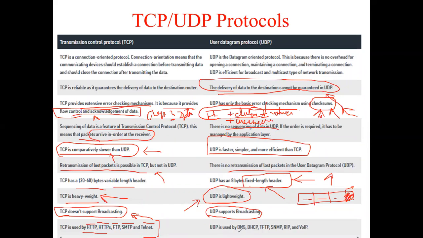Whereas UDP is used in DNS, domain name service, and dynamic host configuration protocol. There is also TFTP, like an extended version of FTP, which also supports UDP. Because in the later stage we came to know that FTP is not feasible for low configured devices, so we needed an additional protocol. So TFTP was designed. Then SNMP is there, routing information protocol RIP is there, and voice over internet protocol is there. These are the examples of UDP, and these are the examples of TCP, right?